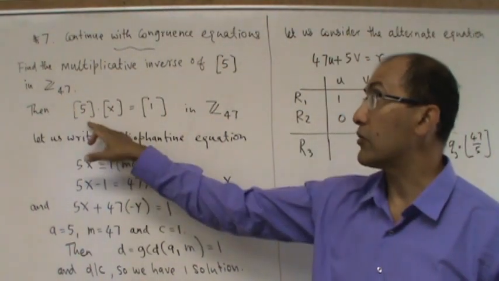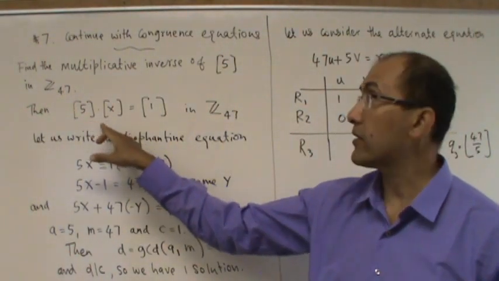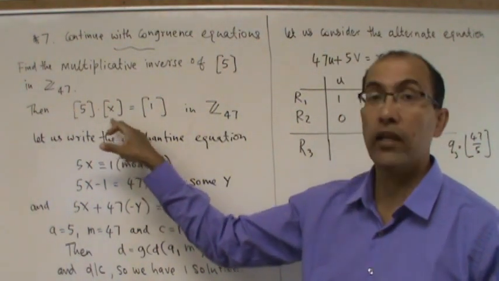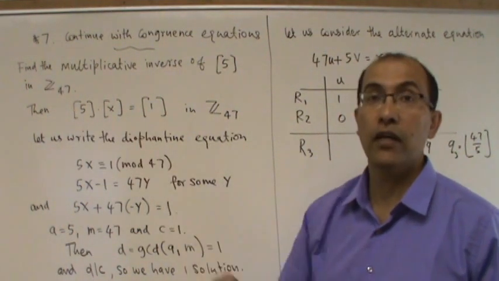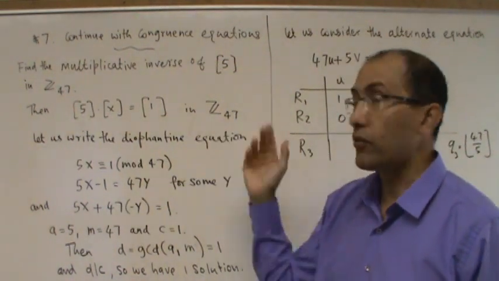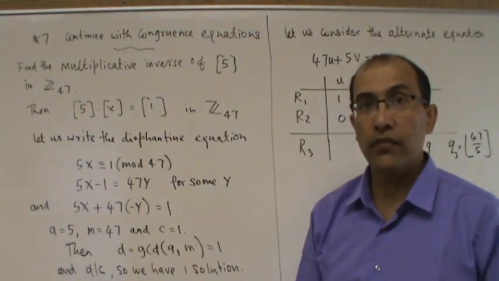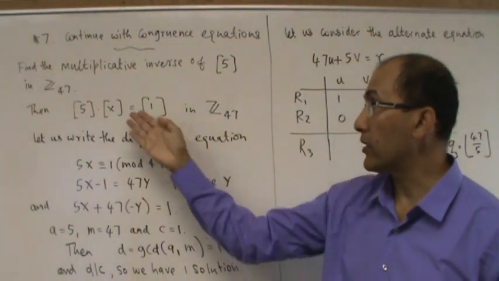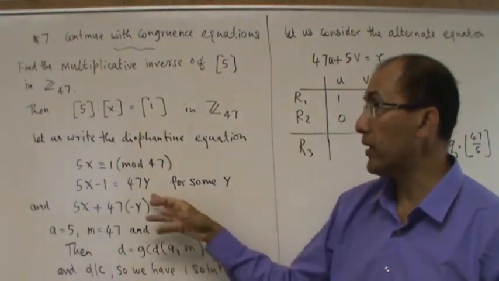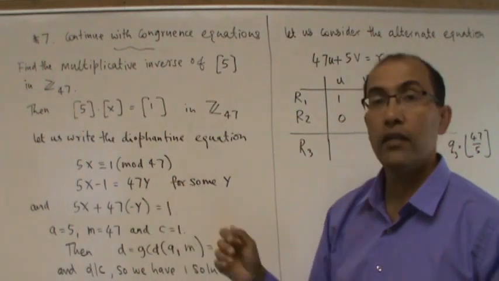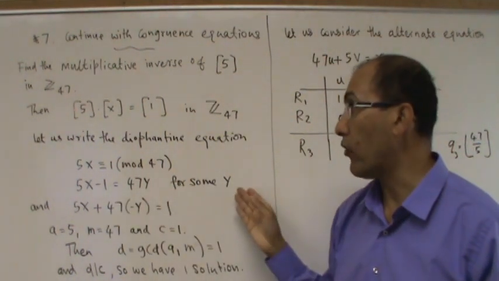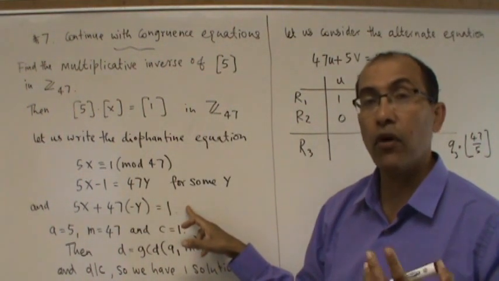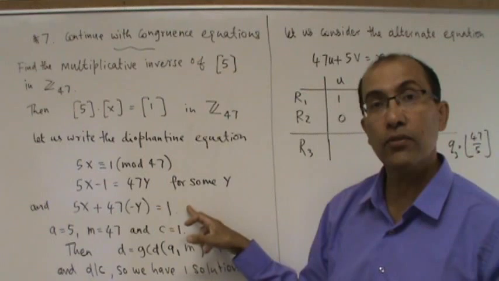And that means I need to solve this equation. 5x is equal to 1 for x, because if I know x, then that's the multiplicative inverse of 5. So to solve that, we use our Diophantine equation, and we write the Diophantine equation for this. 5x is equal to 1, and then 5x minus 1 is some 47y for some y. Move that over, and that's our Diophantine equation. So I want to find solutions to this.